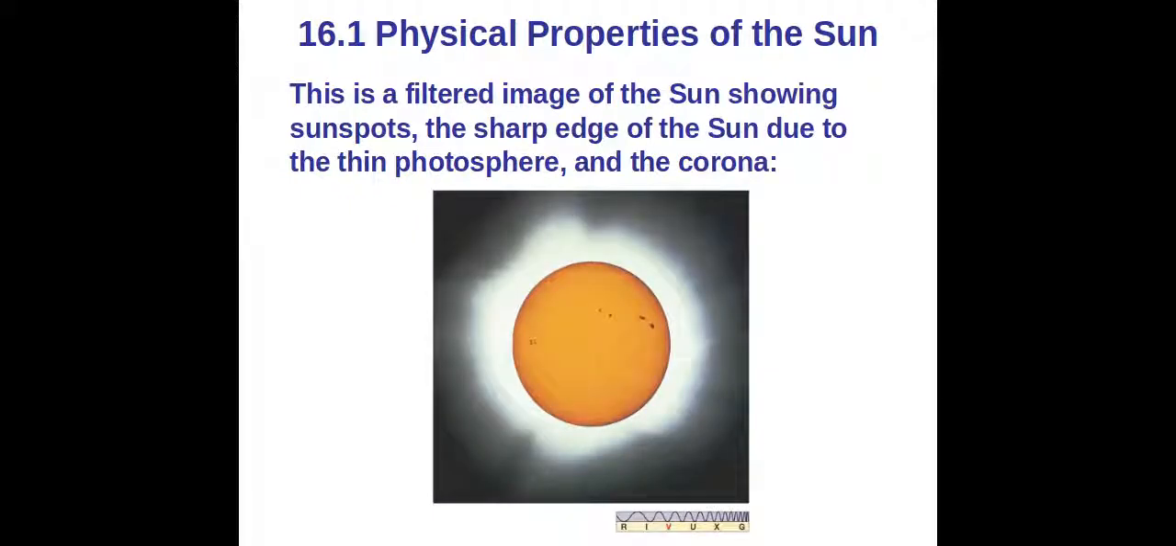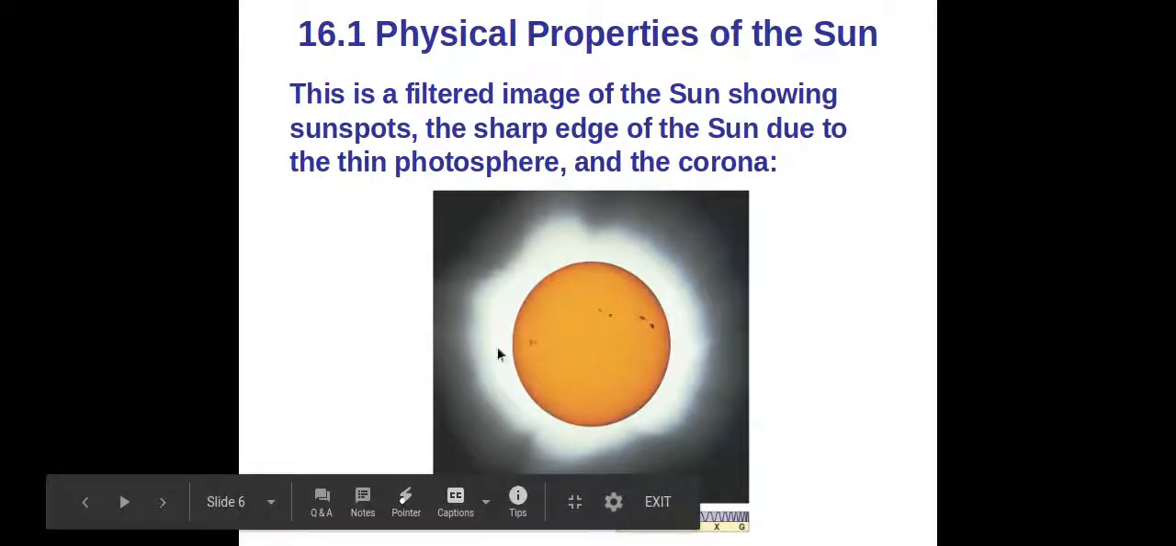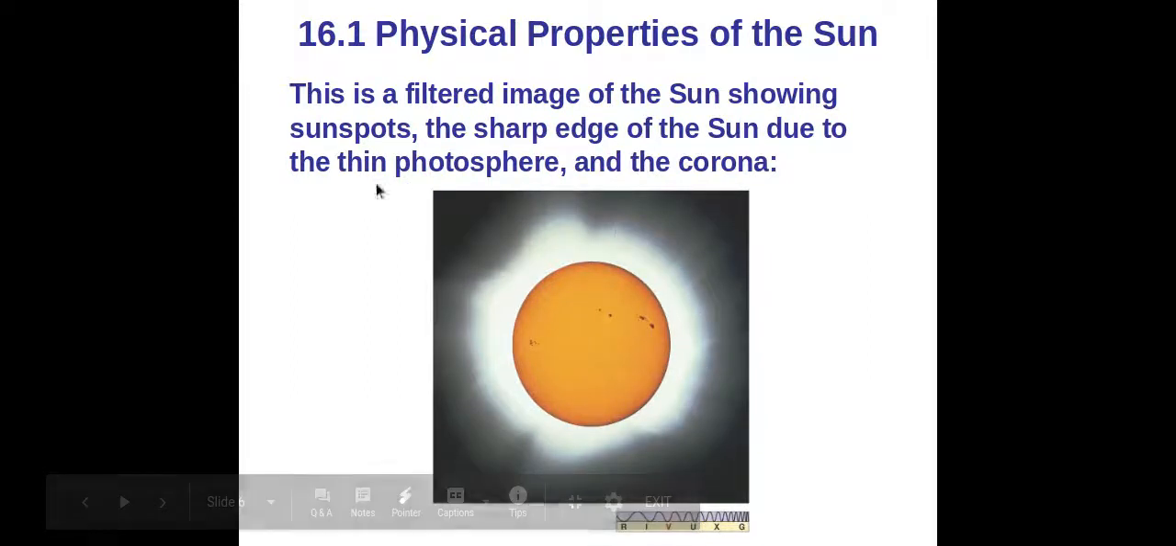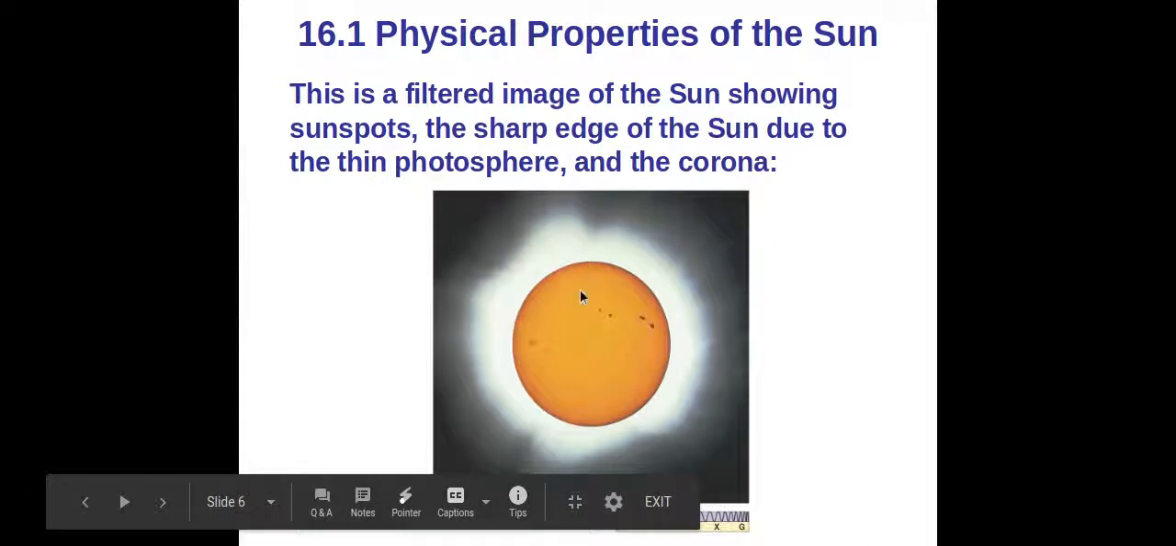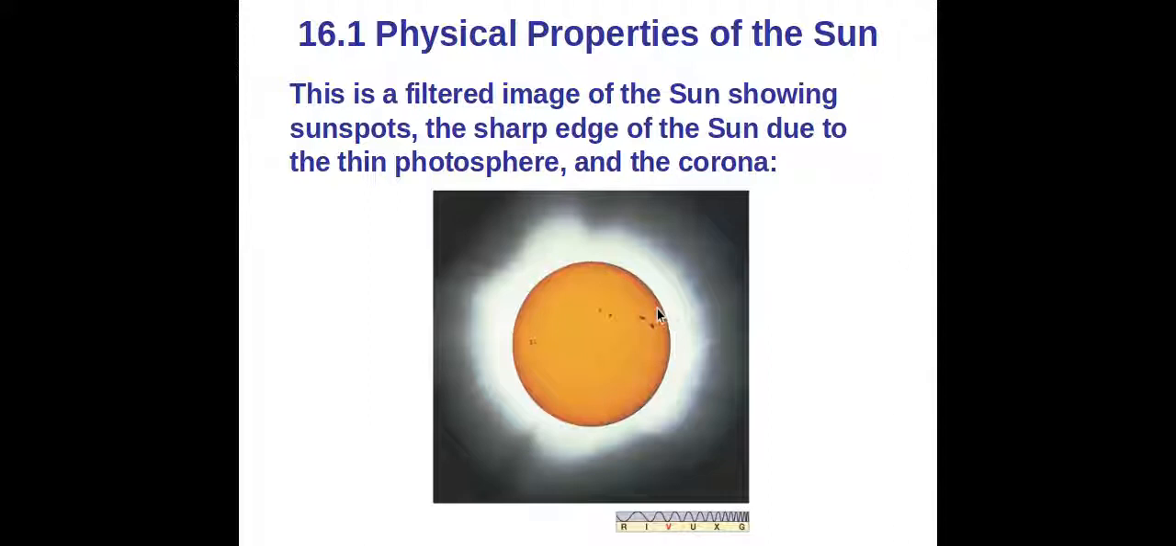This is a filtered image of the sun showing a bunch of different features. You have some sunspots on here, which are the dark spots, and then you have the corona going around the outside. And then the photosphere shows up as this dark line on the edge.